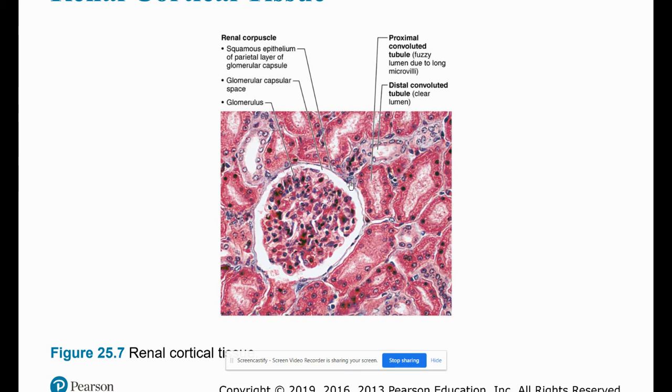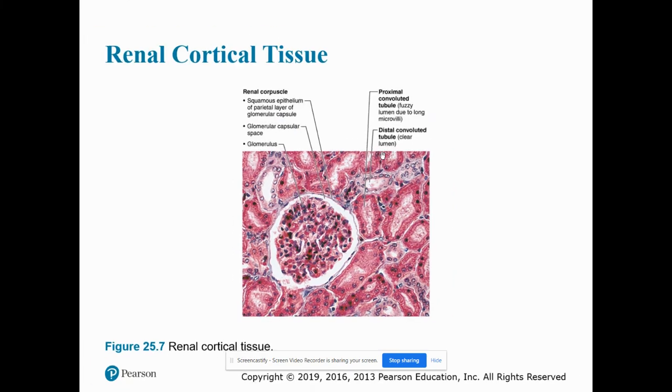squamous epithelium. And then we have a proximal convoluted tubule here, and we can tell that it's a proximal convoluted tubule because it's very fuzzy, because of the fact that there's so many long microvilli. And then we have the distal convoluted tubule, which is clear, and that's because there are very few microvilli.